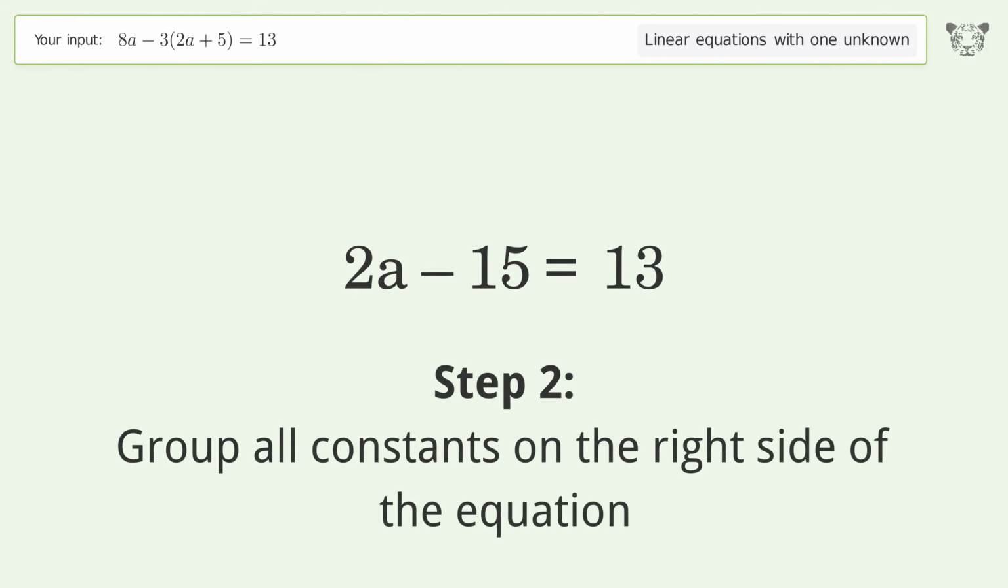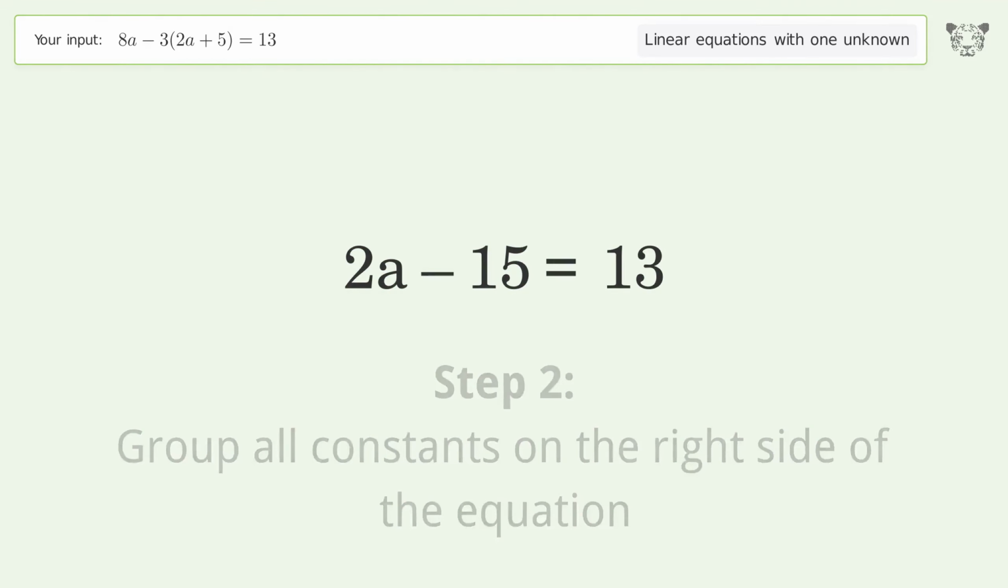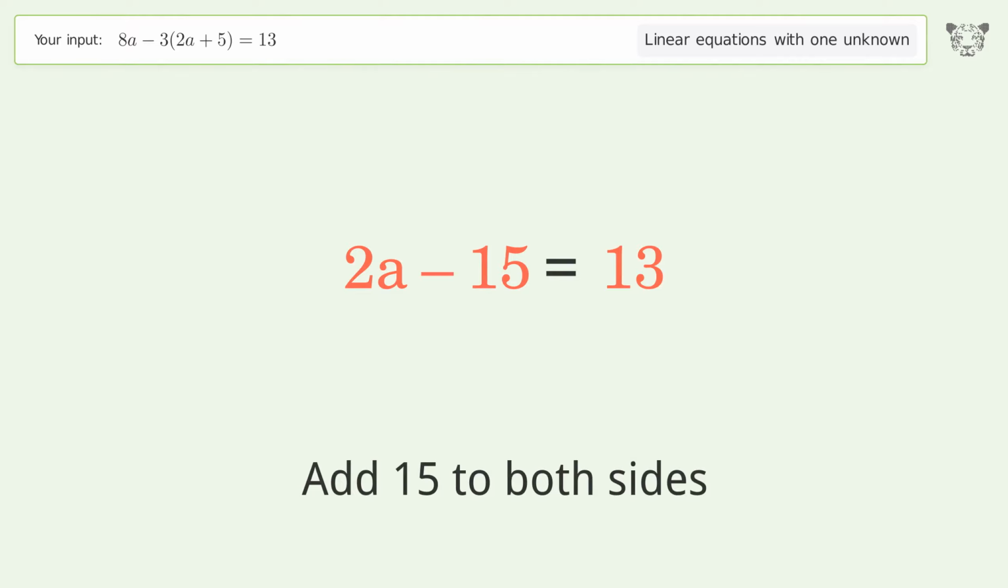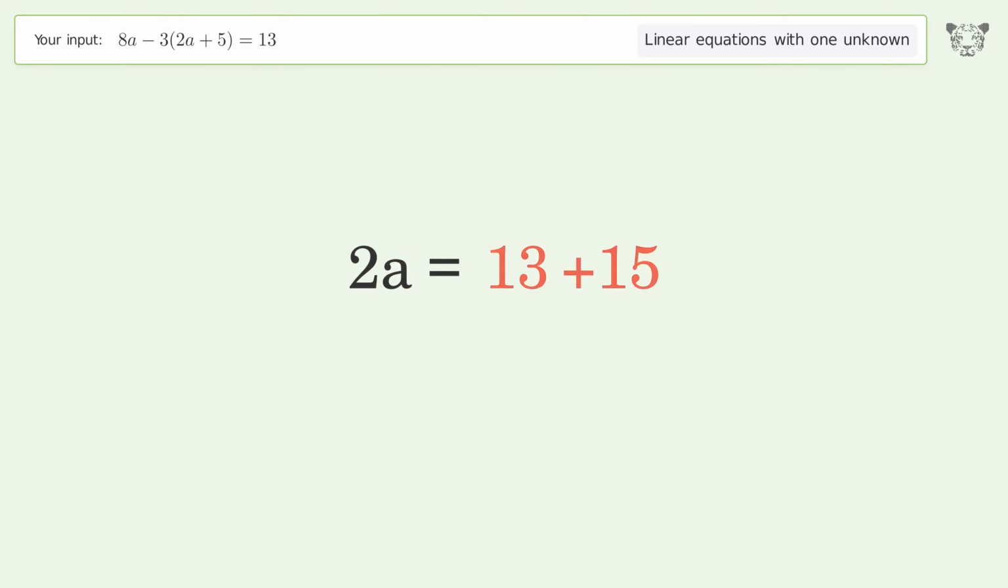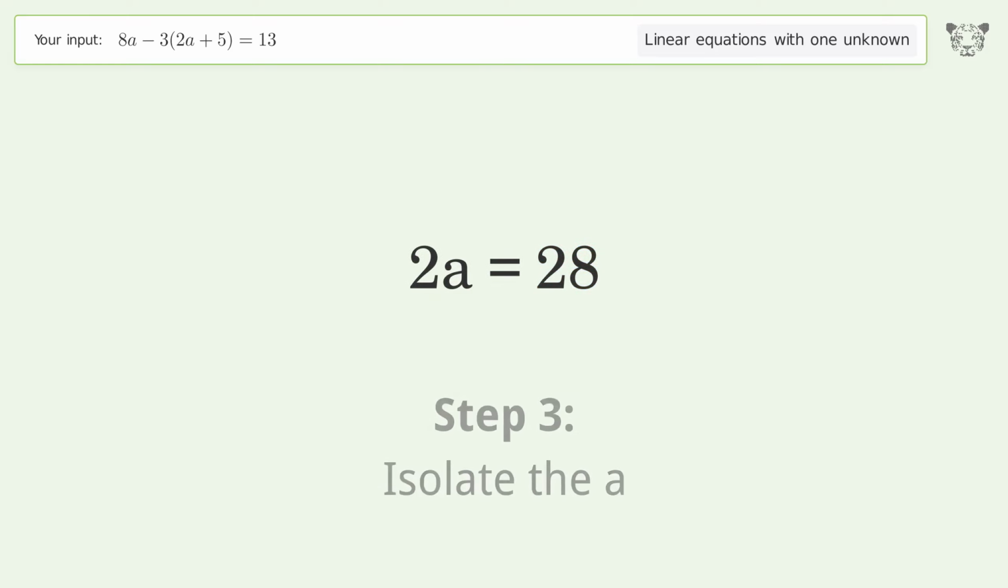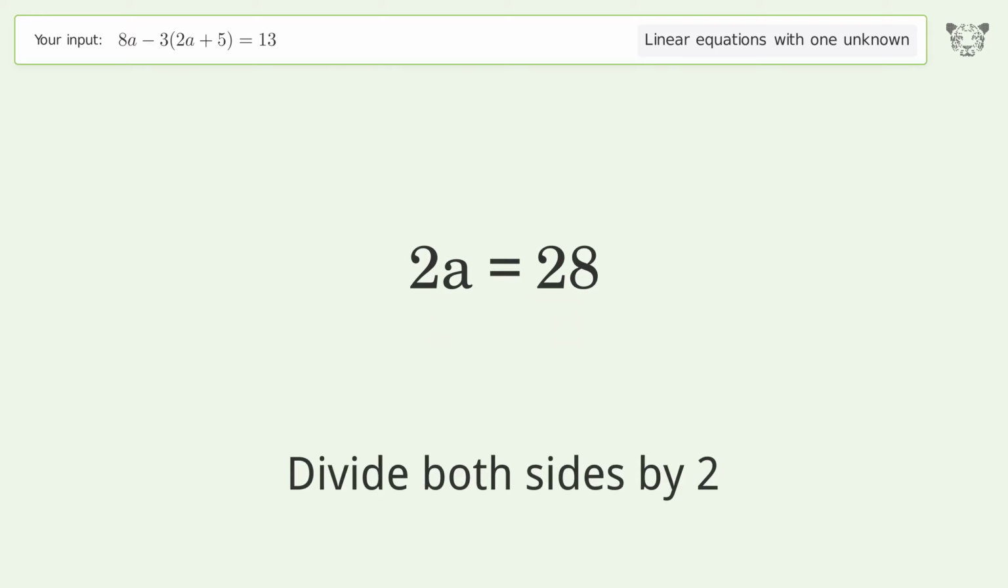Group all constants on the right side of the equation. Add 15 to both sides. Simplify the arithmetic. Isolate the a. Divide both sides by 2.